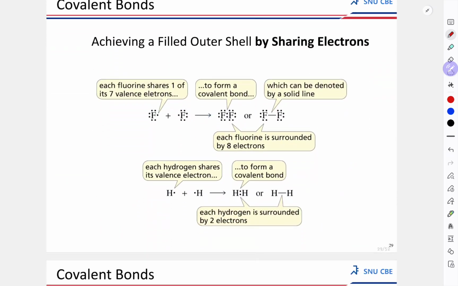There is another way. You can satisfy the octet or achieve a filled outer shell by sharing electrons. And that's how covalent bonding arises. So here's an example of fluorine again. Each fluorine shares one of its 7 valence electrons to form a covalent bond, by which each fluorine can be surrounded by 8 electrons. So the octet goal can be fulfilled for each. About hydrogen, each hydrogen shares its valence electron to form a covalent bond, by which hydrogen can be surrounded by 2 electrons, having a filled outer shell. That's why H2 and F2 molecules are relatively stable and can exist.